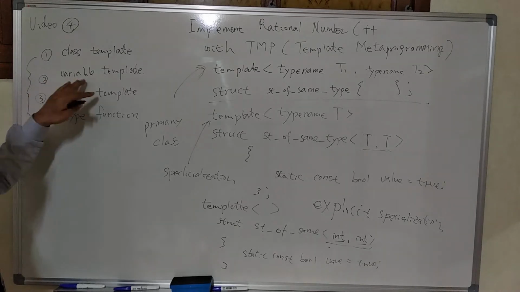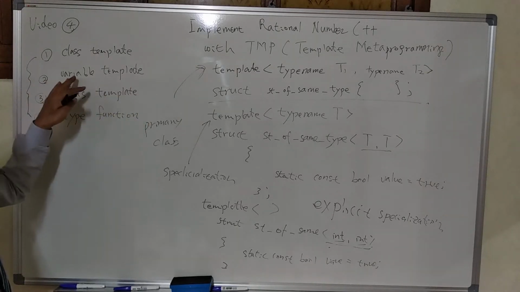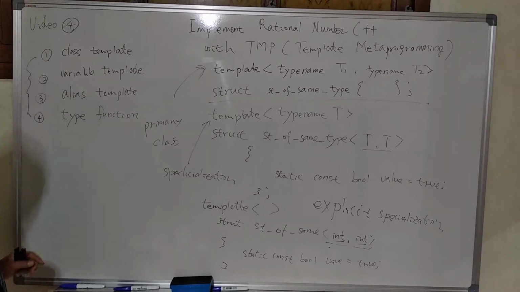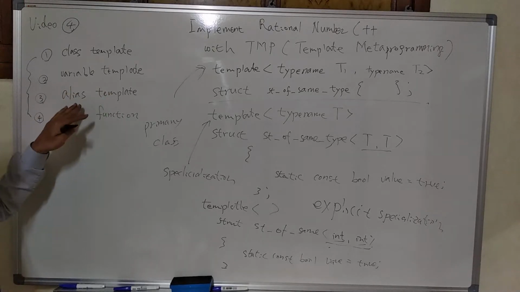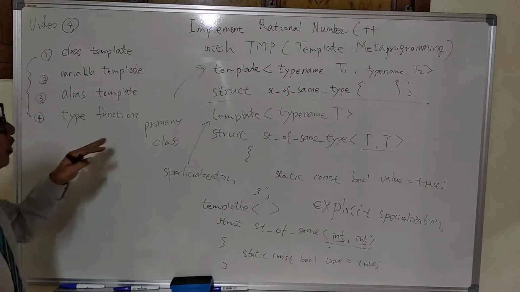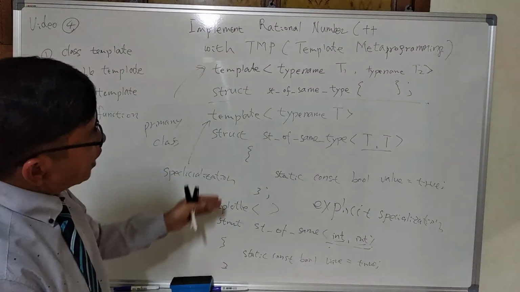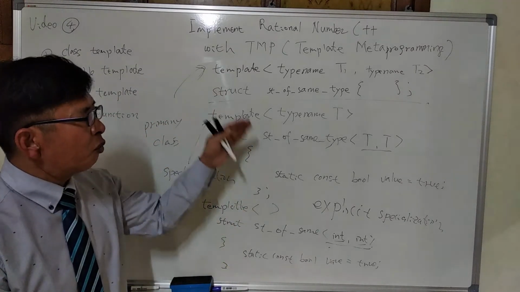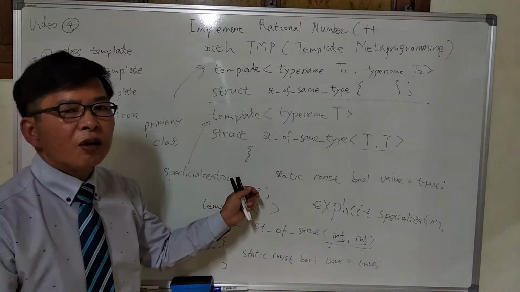Then we will introduce variable template. To introduce variable template, I will show you in the code. Then we will use alias template. Then we will create type functions. Such mechanism is actually called type mechanism. I will move to my computer and I will implement the code.